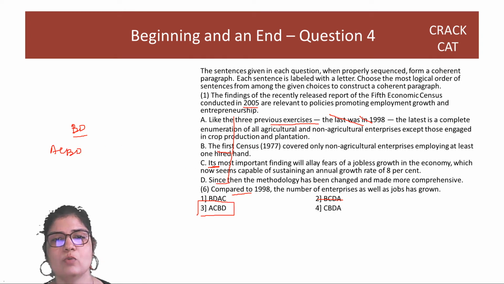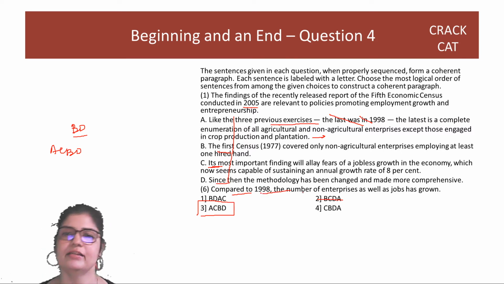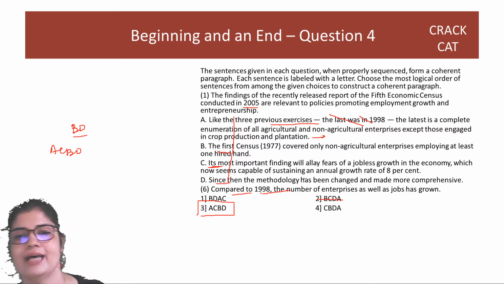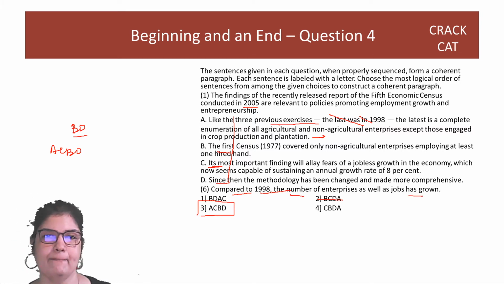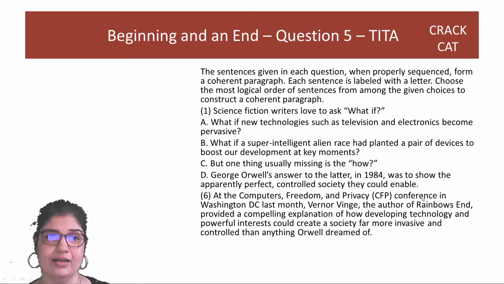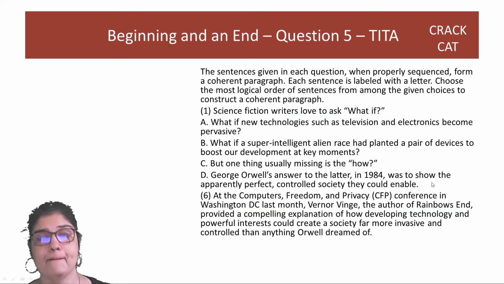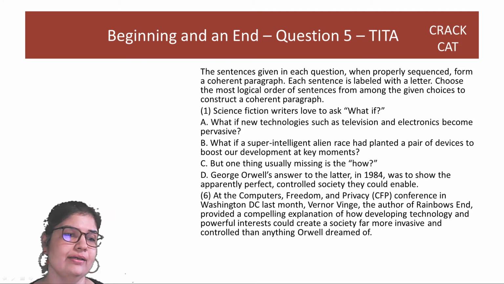And again, see, it's most important finding. Kiska most important finding? The last exercise, latest. So it is A, C, B, D, and then it ends with compared to 1998, the number of enterprises as well as jobs has grown. The number has grown. That's why it's singular, guys. Great. One last one with a beginning and an end, but type in the answer question.